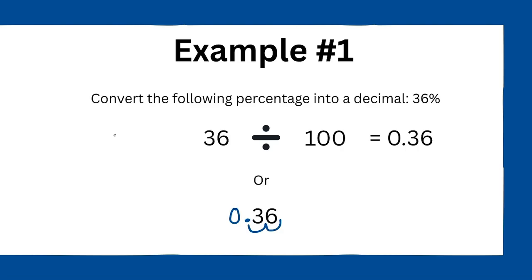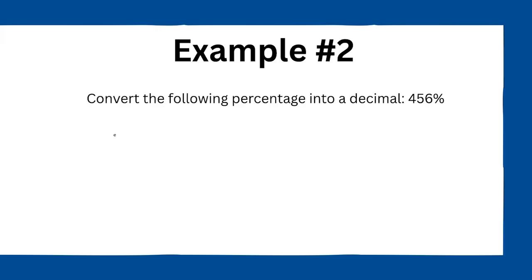Going on to our second example, it says convert the following percentage into a decimal, 456%. So I know that I can divide this percentage by 100, or I can move to the left two places. So starting off, I'm going to have 456 divided by 100. And when I do that, I get 4.56.